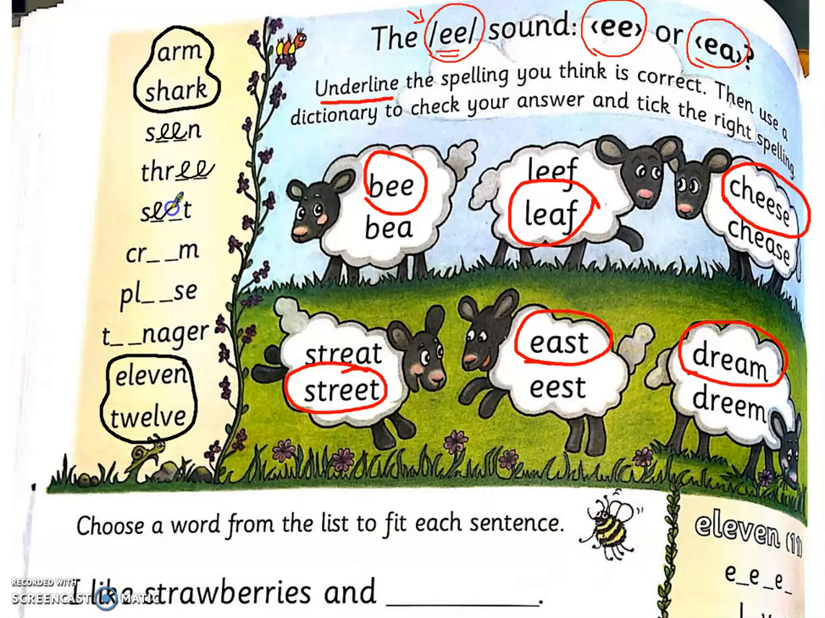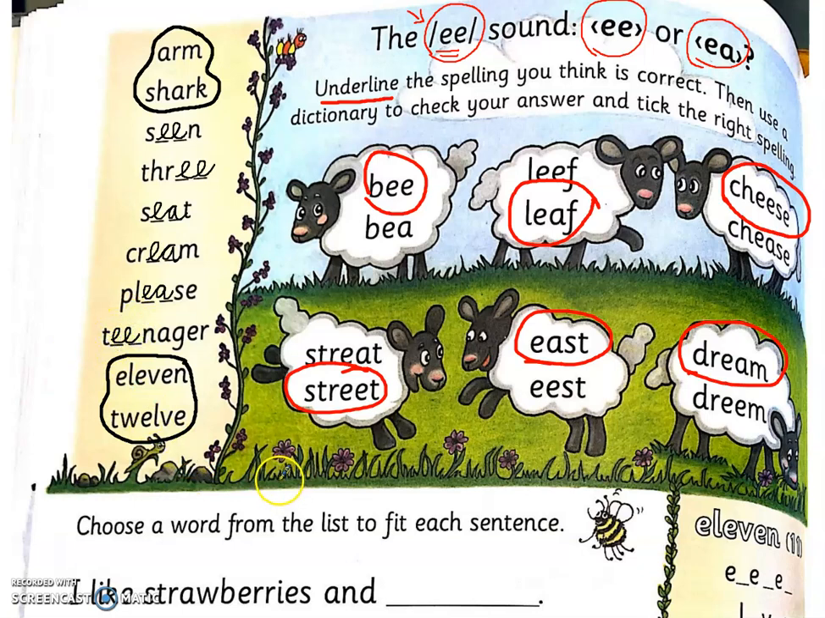EA, well done. Seat. I would like some cream with my dessert. EE or EA? Good. EA. Please pass the pie. Please. EE or EA? EA, well done, please. And the word teenager. Teenager. EE or EA? EE.